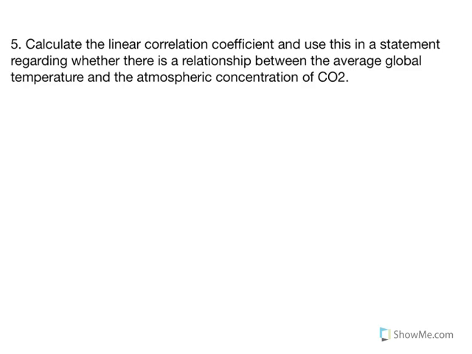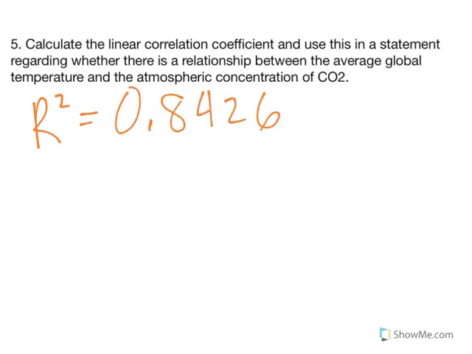Find the linear correlation coefficient, and use this in a statement regarding whether there is a relationship between the average global temperature and the atmospheric concentration. Basically, interpret it. Find it, tell me what it means. Based on my graph, R squared is 0.08426.